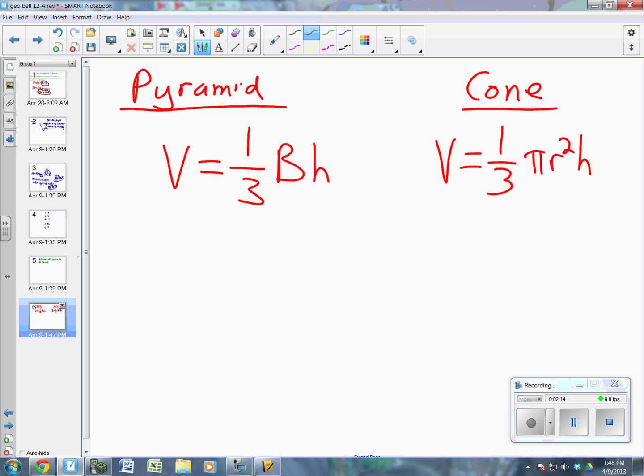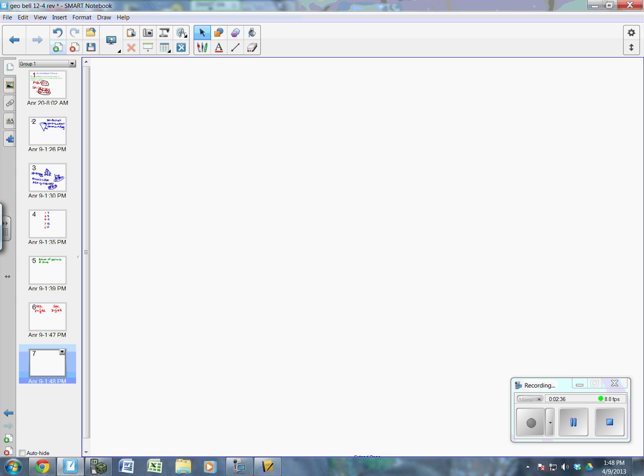So we have those two. By filling those up with water, we found out it takes 3 cones to fill up a cylinder with the same base and same height, and 3 pyramids to fill up a prism that has the same base and height. So it's 1/3 the amount, okay? Let's do a couple of examples.